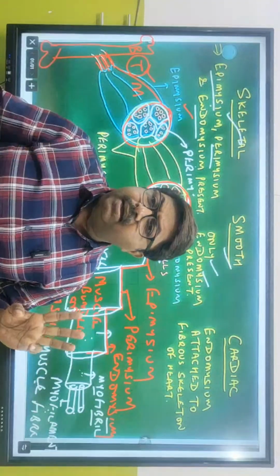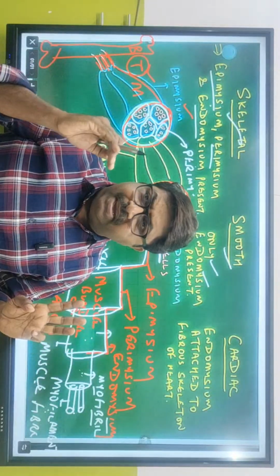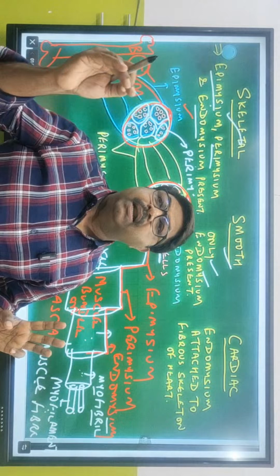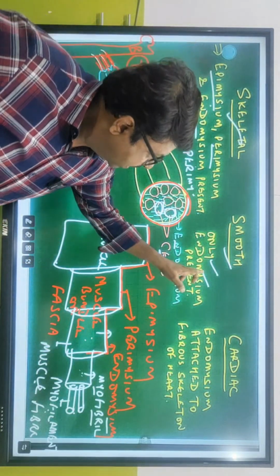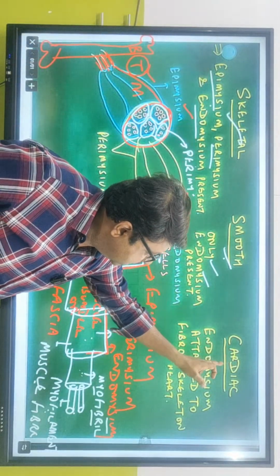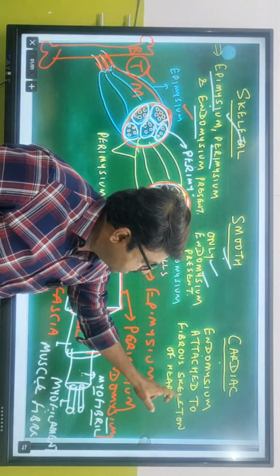ये तीनों लेयर किससे बना है? Adrian, tell me. Epimysium, perimysium, endomysium किससे बना है? Connective tissue. Very good. Now, in smooth muscles they have got only endomysium. In cardiac muscles they have got endomysium attached to fibrous skeleton of heart.